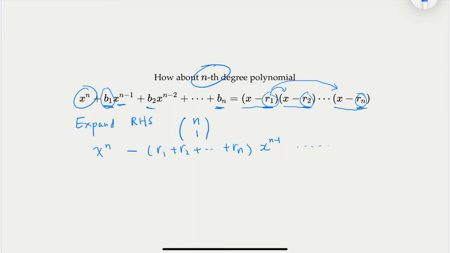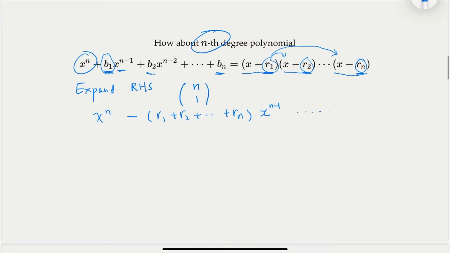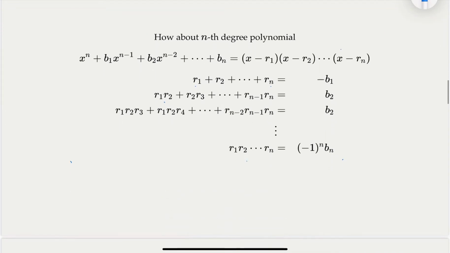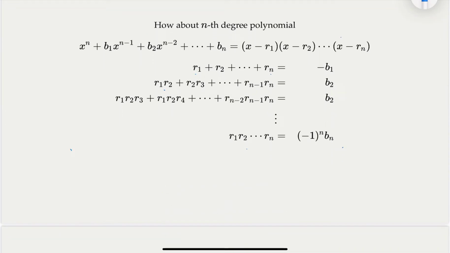And notice that you can verify the following conclusion, right? There's a typo here. This should be b3, and this negative sign, and the sign is alternating, okay? Negative, plus, negative, and then depending on whether n is even or odd, we have different signs.